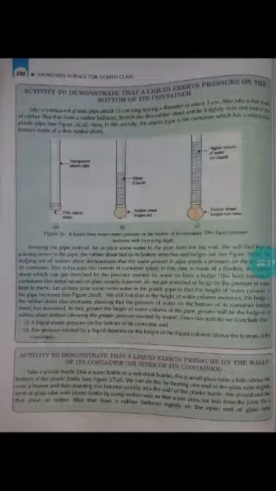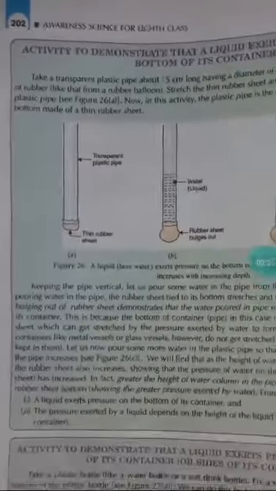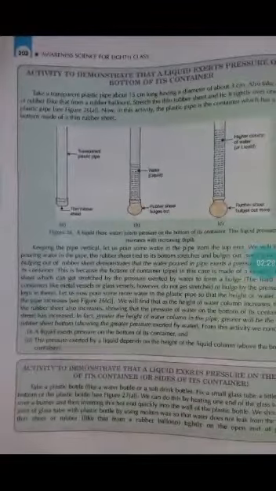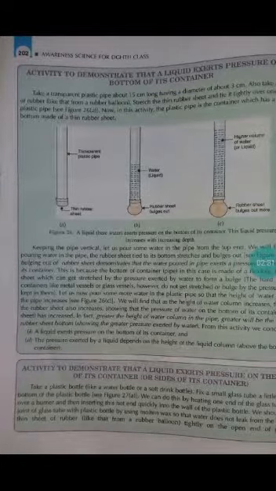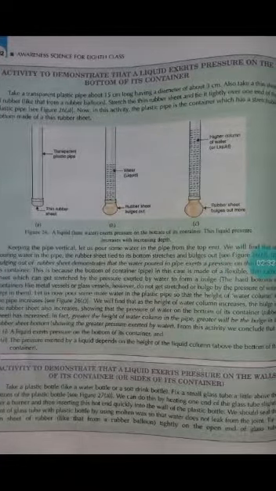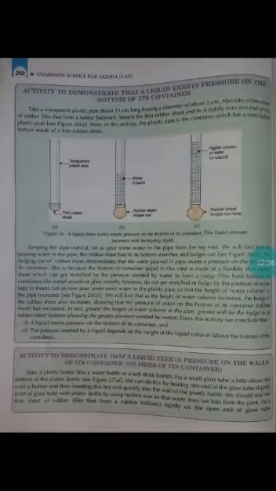See students, here in your book is the activity to demonstrate that a liquid exerts pressure on the bottom of its container. Let us take a transparent plastic pipe about 15 cm long and having a diameter of about 3 cm. Also take a thin sheet of rubber and stretch the thin rubber sheet and tie it tightly over one end of the plastic pipe.